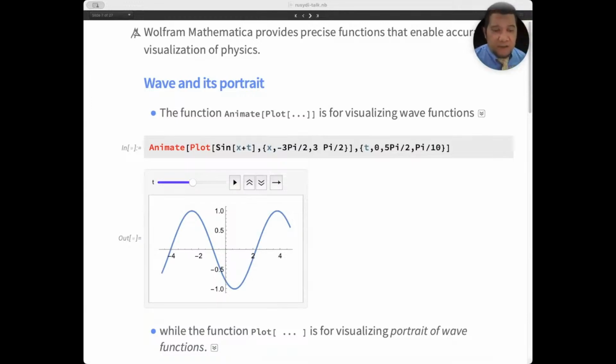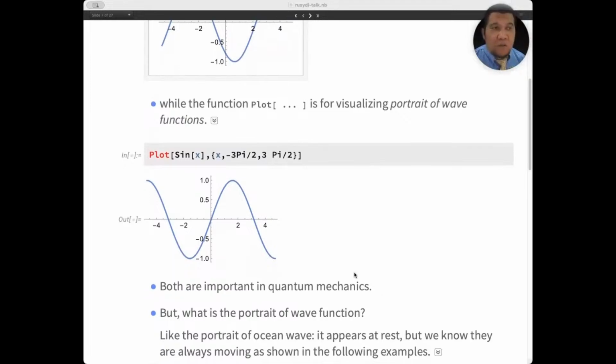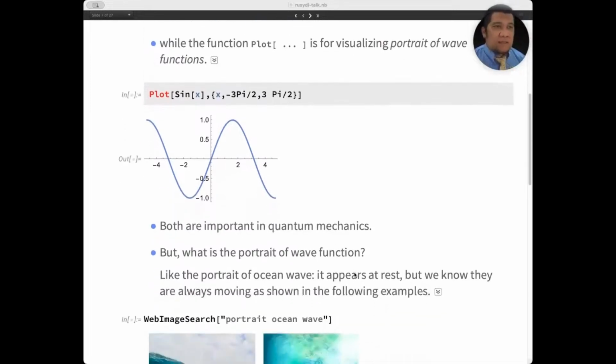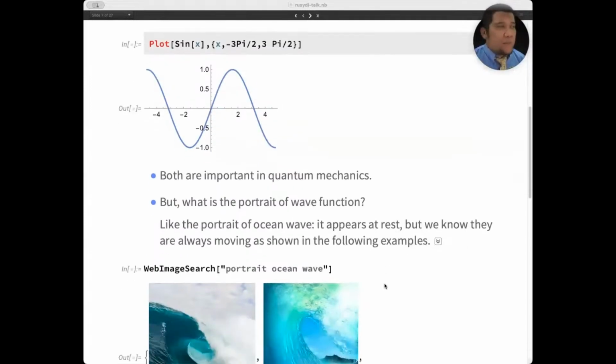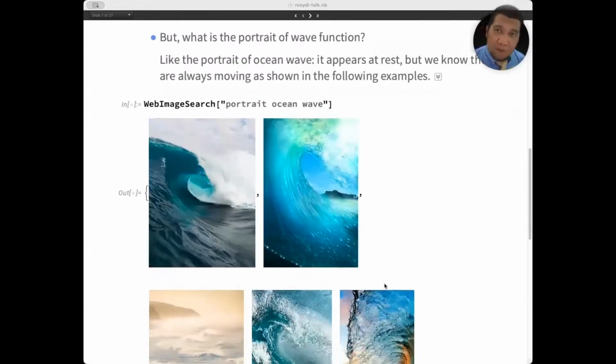In our case, the function AnimatePlot is responsible for visualizing wave functions, while the function Plot is for visualizing a portrait of a wave function. Both are important in quantum mechanics. But what is the portrait of a wave function? Like a portrait of an ocean wave, it appears at rest, but we know that they are always moving, as shown in the following examples.